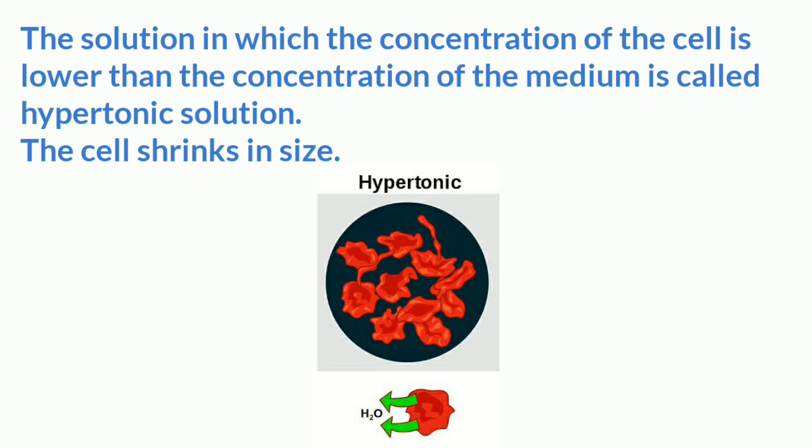Now, you all must understand that if the concentration of the cell is lower, that means it has a high water concentration. And the concentration of the medium is higher, it means it has a low water concentration. So, you all know that water always moves from high water concentration to low water concentration. So, water moves from the cell to the medium. Therefore, the cells shrink in size.